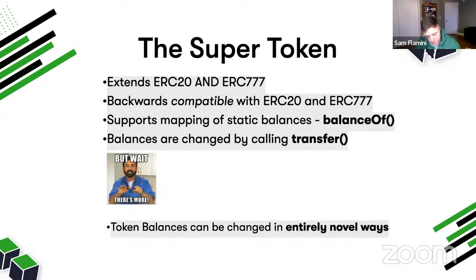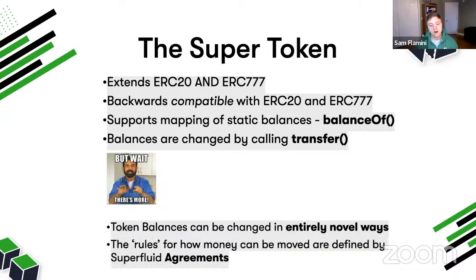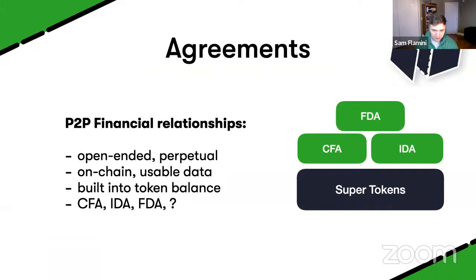But the ways in which token balances can be changed are defined by things called superfluid agreements, right? So this is like the logic for how balances can be changed using superfluid, right? The agreements are plugged directly into the superfluid protocol and just define new ways that balances can move. We have two right now, one for money streaming, one for instant distributions, and then a third one in progress around the flow distributions, right? These agreements are the thing that define the logic there. And I'll explain more about this in a second.